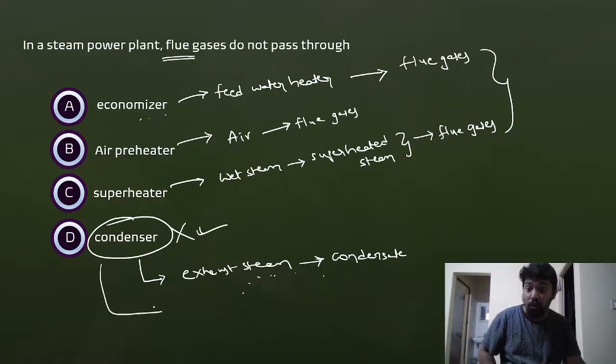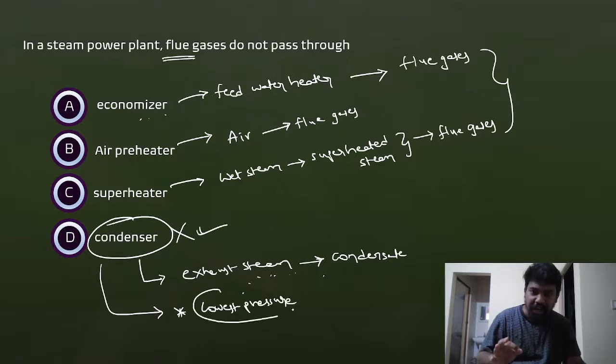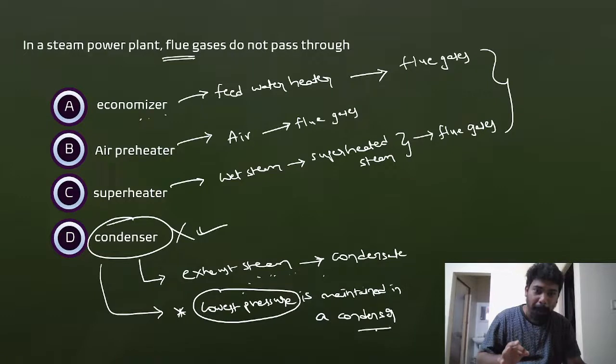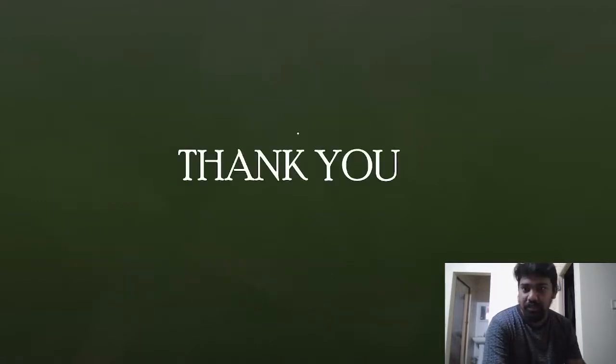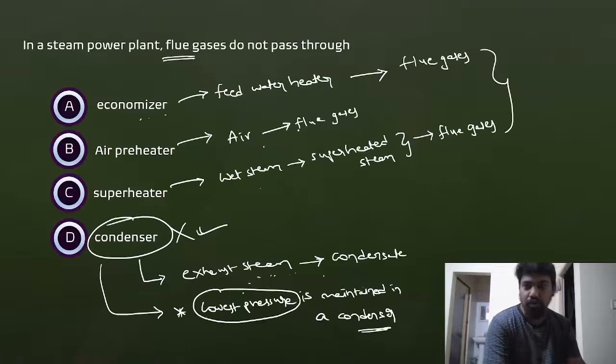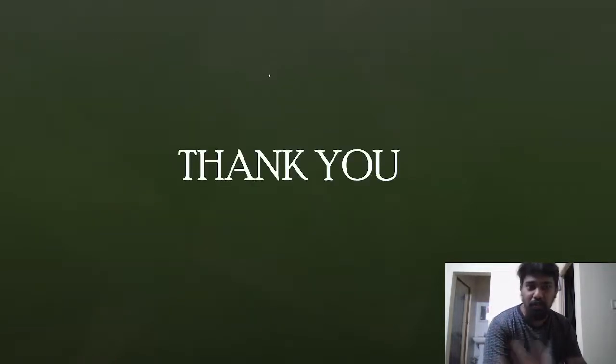And also one more point, in the entire thermal power plant or steam power plant, the lowest pressure is maintained in a condenser. So this is also one more important point. So we have seen 3, 4, 5, 6 points here. So you make use of it. Next. Done. So these are some of the questions from question series 2.